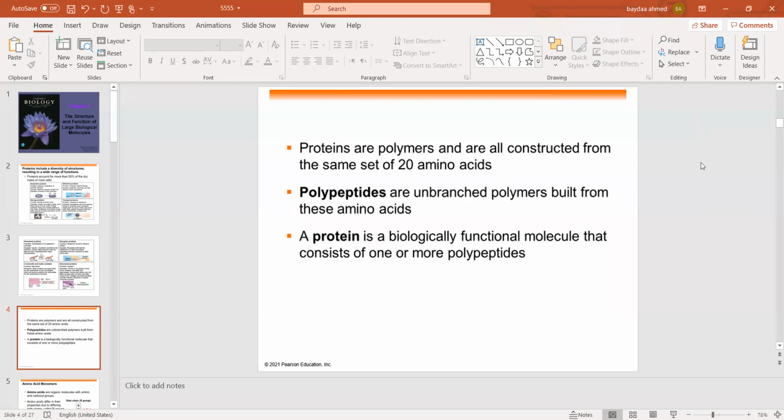Proteins are all constructed from the same set of 20 amino acids linked in unbranched polymers. The bond between amino acids is called a peptide bond. So a polymer of amino acids is called a polypeptide. A protein is a biologically functional molecule made up of one or more polypeptides, each folded and coiled into a specific three-dimensional structure.